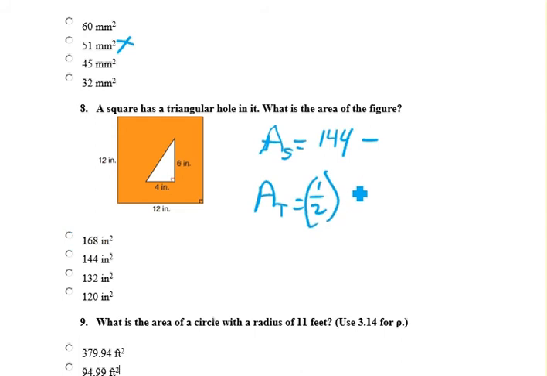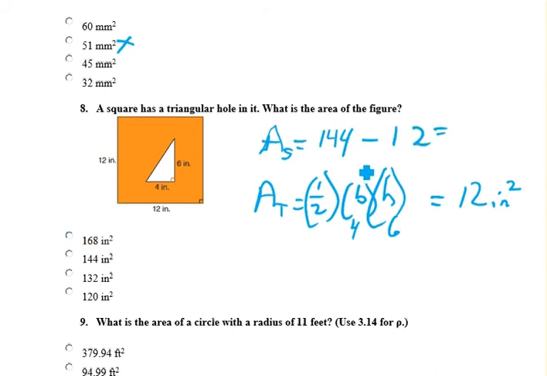1/2 base times height. And this triangle's got a 4-inch base and a 6-inch height. So 1/2 of 4 is 2. 2 times 6 is 12 inches squared. So 144 minus 12 equals 132 inches squared. Is that an answer choice? Of course it is, because we do things right.